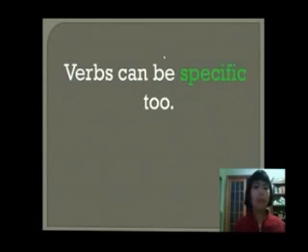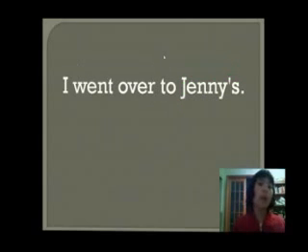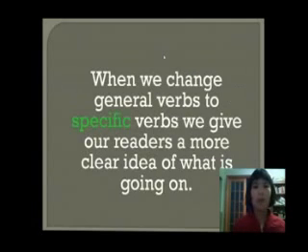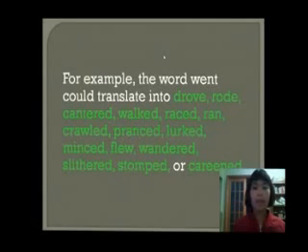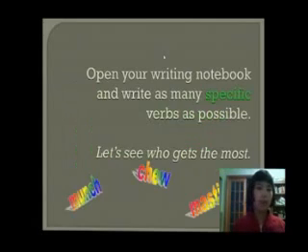And verbs can be specific too, so I hope you remember what a verb is. Verbs are action words, words like walked, ran, actions. So for instance, I went over to Jenny's. Well, we could be more specific. When we change general words to specific words, we give our readers a more clear idea of what is going on. For example, the word went could translate into drove, rode, cantered, walked, raced, ran, crawled, pranced, lurked, minced, flew, wandered, slithered, stomped, or careened, or staggered, or trudged.